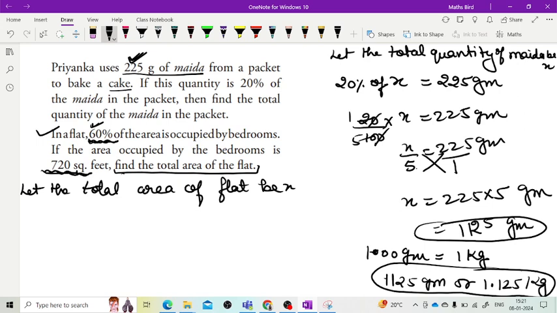But whose 60%? A big question is, fine, we know that 60% of something is equal to 720. But whose? Don't know na. So we are assuming total area of flat is x. Obviously, from the total area 60% is occupied by bedroom na. From the total area, that's why 60% of x is equal to 720. 60 by 100, 720.